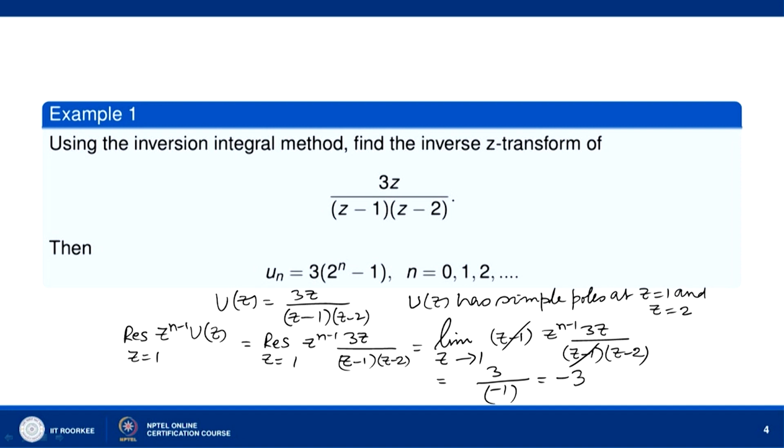And then let us find the residue of U of z into z to the power n minus 1 at z equal to 2. So, this is limit z tends to 2 of z minus 2 into U of z, which is 3z divided by z minus 1, z minus 2, into z to the power n minus 1.